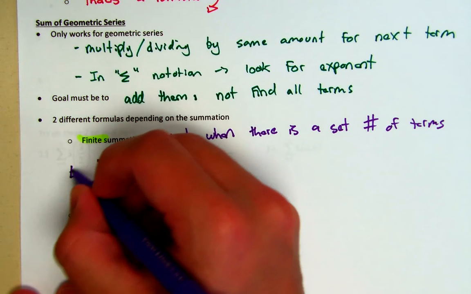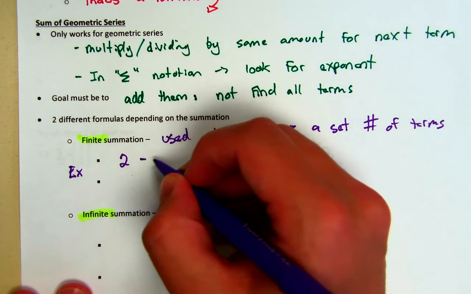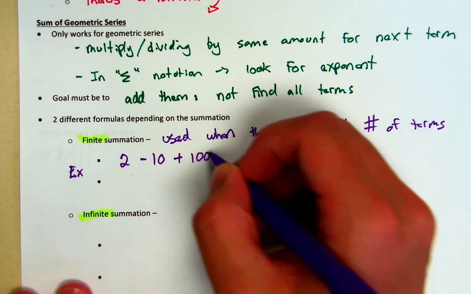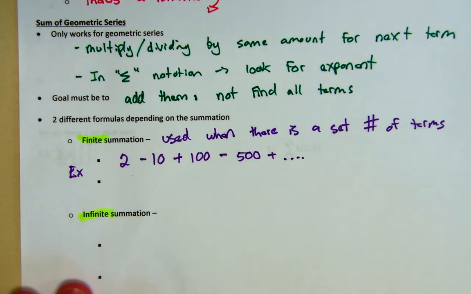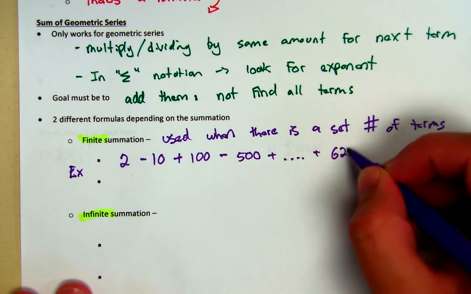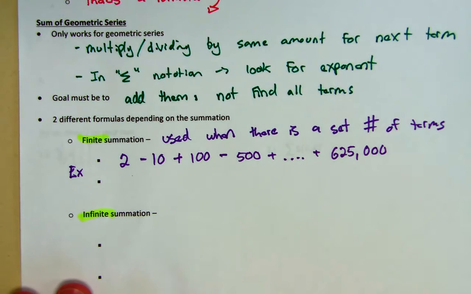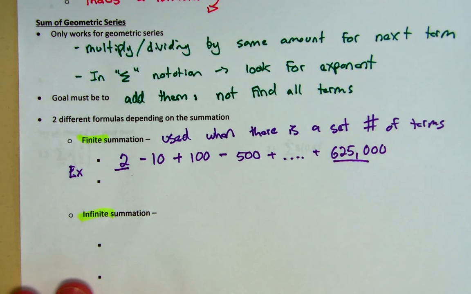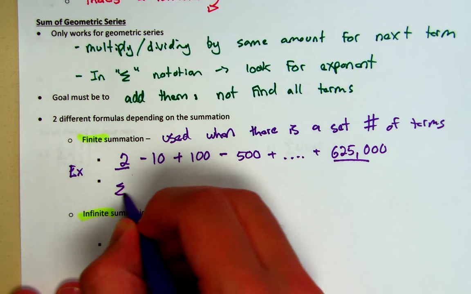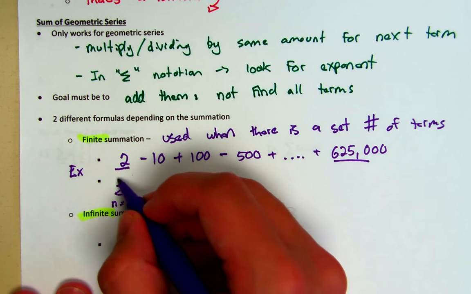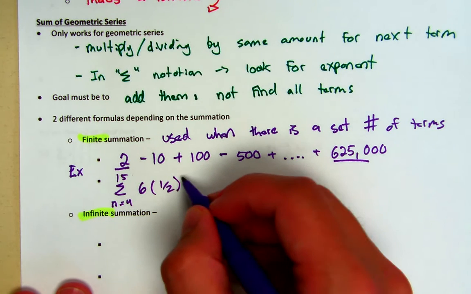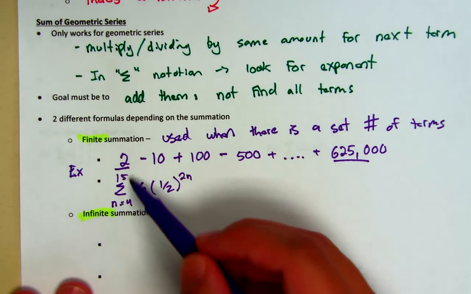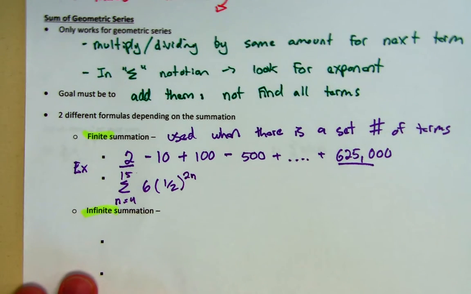So examples here are 2 minus 10 plus 100 minus 500 plus ... plus 625,000. That would have a start and an end. So that's an example. Next one would be one in sigma notation, with n equals 4, ending at 15, of 6 times 1/2 to the 2n. So that has a start and it has an ending. So therefore it is finite.